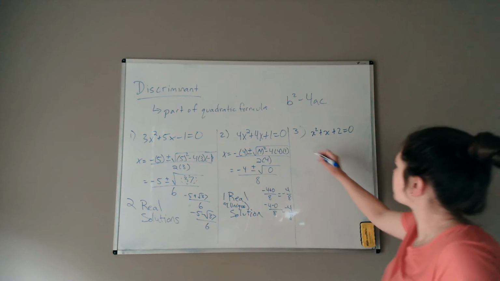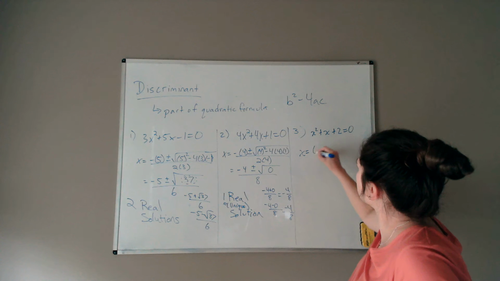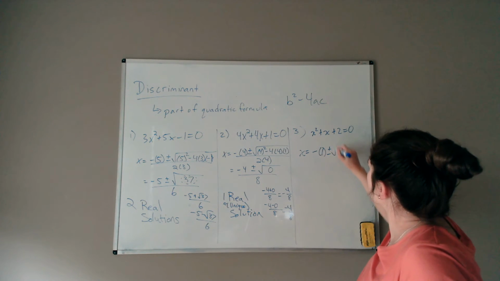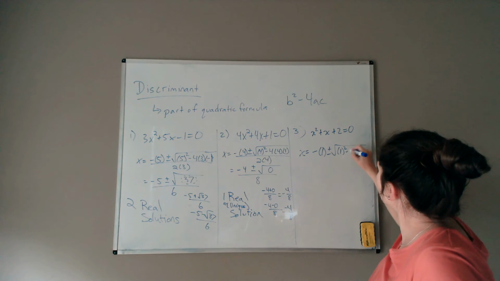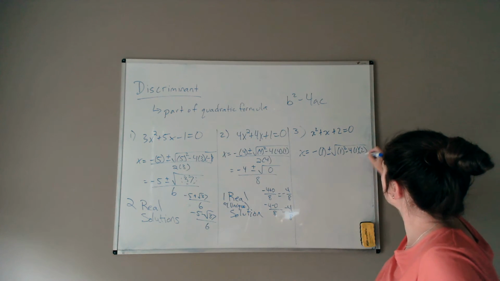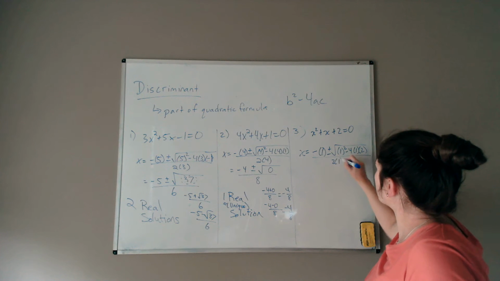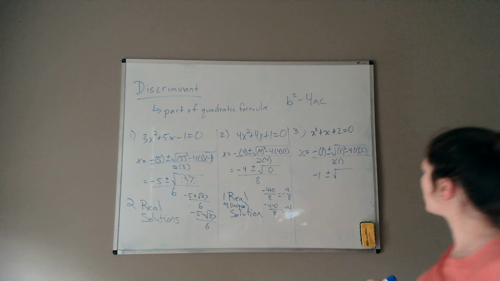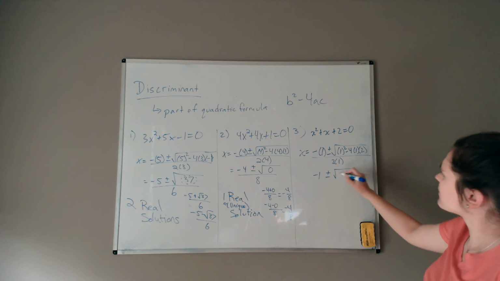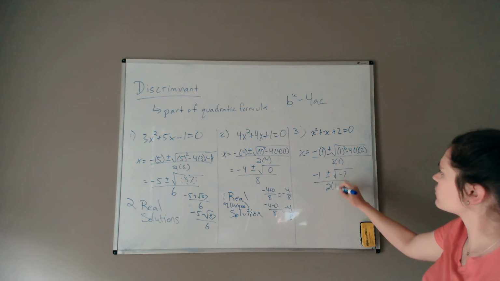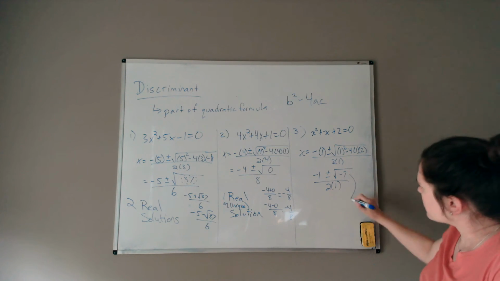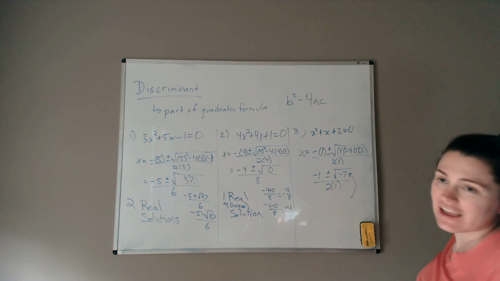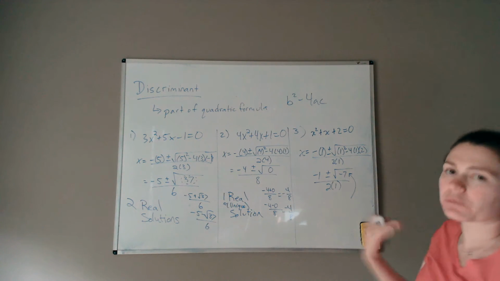So we do this. This is going to be x equals negative 1 plus or minus the square root of 1 squared minus 4 times 1 times 2 all over 2 times 1. So it's going to be negative 1 plus or minus the square root of 1 minus 8, that's going to be negative 7 over 2 times 1. So the discriminant is negative 7 here, okay? The discriminant is negative 7, not the square root of negative 7.